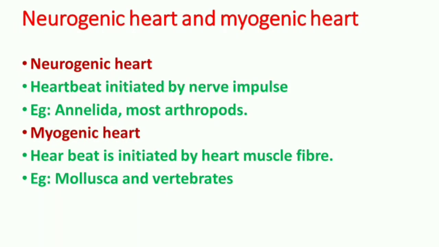Coming to the neurogenic heart and myogenic heart. In a neurogenic heart, the heartbeat, that is the contraction and relaxation of the heart muscles, is initiated by nerve impulses. In a myogenic heart, the same contraction and relaxation are initiated by the heart muscle fibers. There the examples are annelida and arthropods. Here the examples are mollusca and vertebrates.